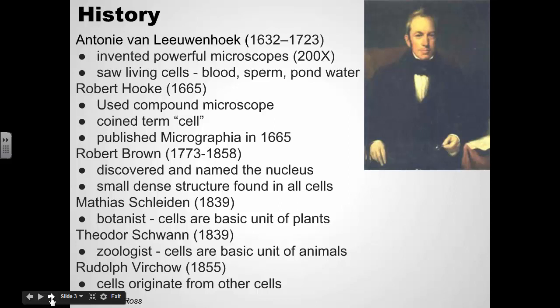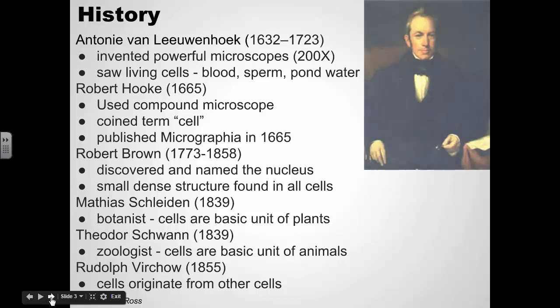As he looked at cells in the microscope, he noticed that they almost all had a very small, dense structure. And so that was the nucleus. And then we get to Schleiden and Schwann, who were botanists and zoologists who studied and started to really put together the main ideas of cell theory, that all living organisms are made of cells. Cells are the basic unit of life.